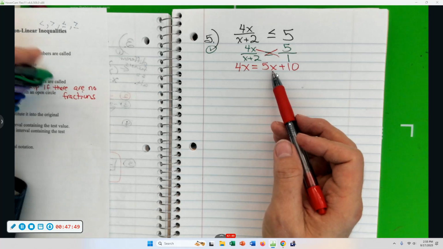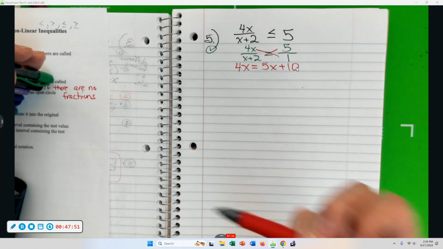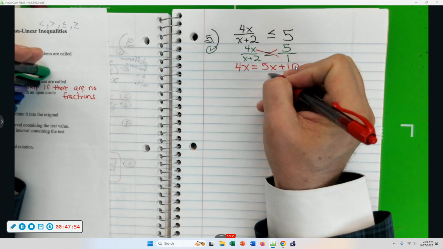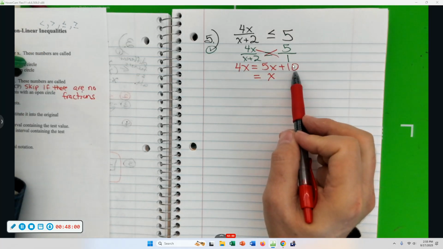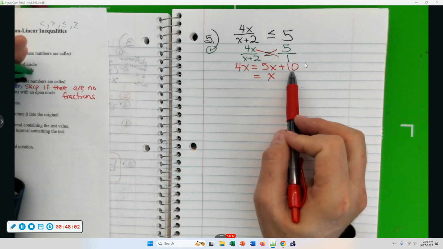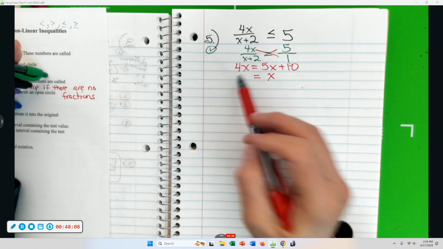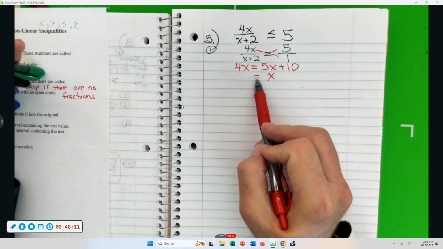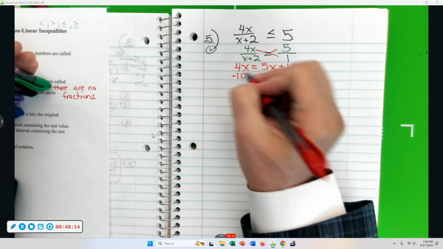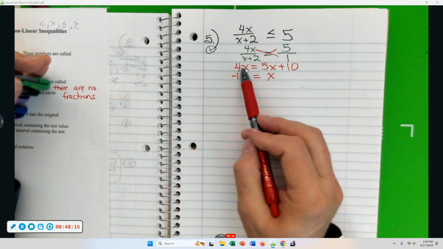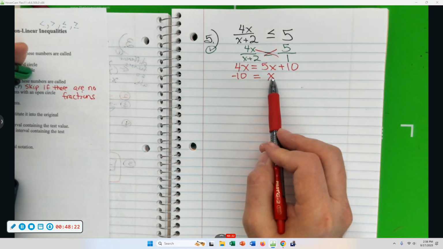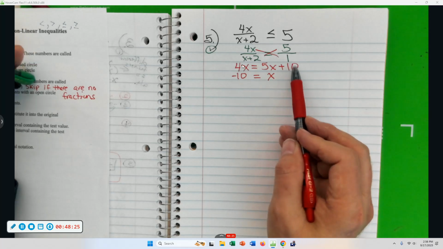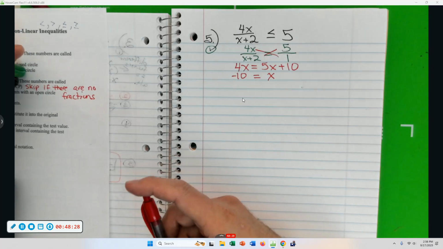I'd subtract 4x from both sides. 5x minus 4x gives me 1x. What am I going to do with this 10? Isolating the x. Move it over here to give us x equals negative 10. Did y'all follow what I was doing there? I subtracted 4x, 5x minus 4x gave me 1x. I moved that 10 over to the right, to the left by subtracting 10.